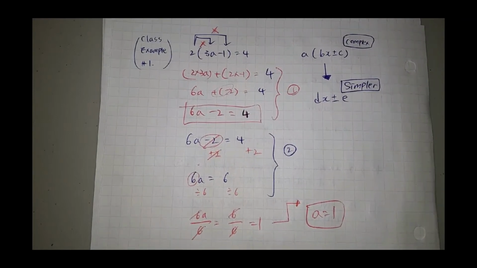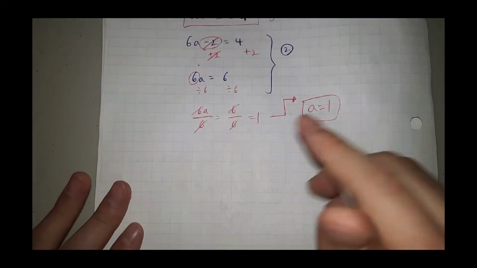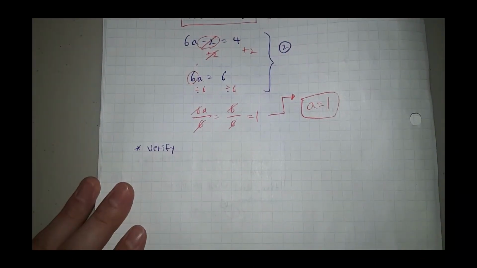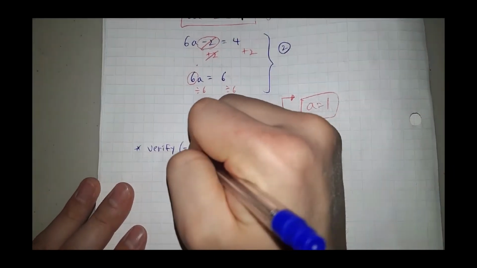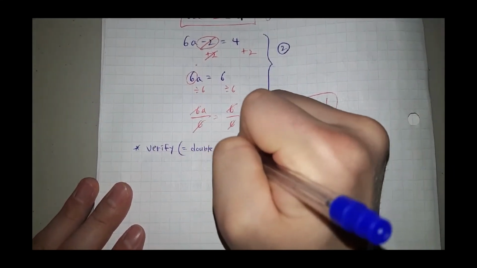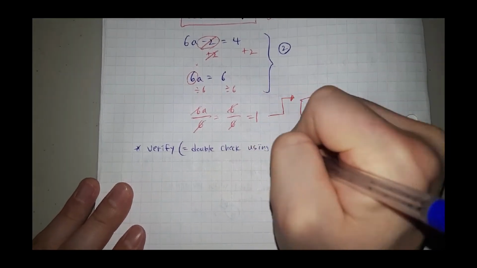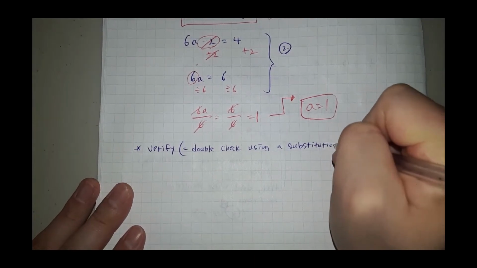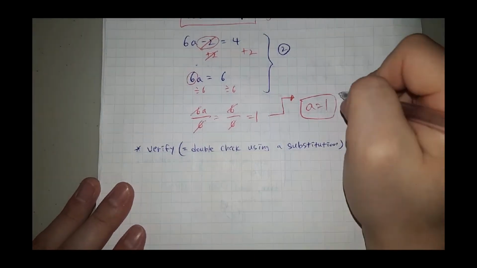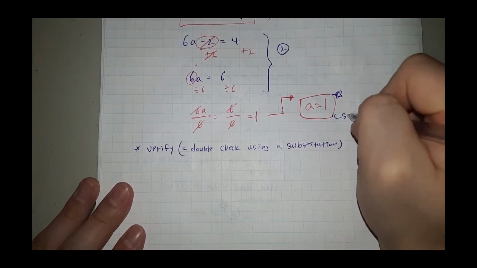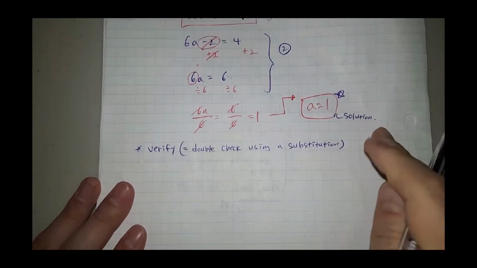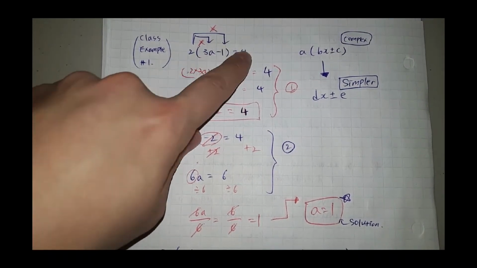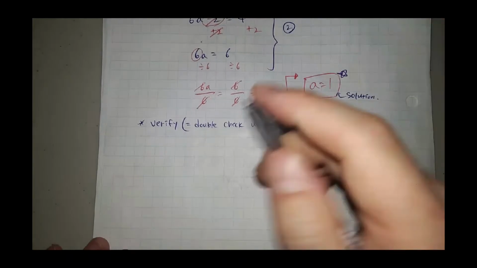There's one way you can double check, which is to verify. Verification means double checking using substitution. If you remember, a is equal to 1, that's your solution. You are substituting this solution that you found into the expression again. So the left side should equal the right side. Let's see if that happens or not.